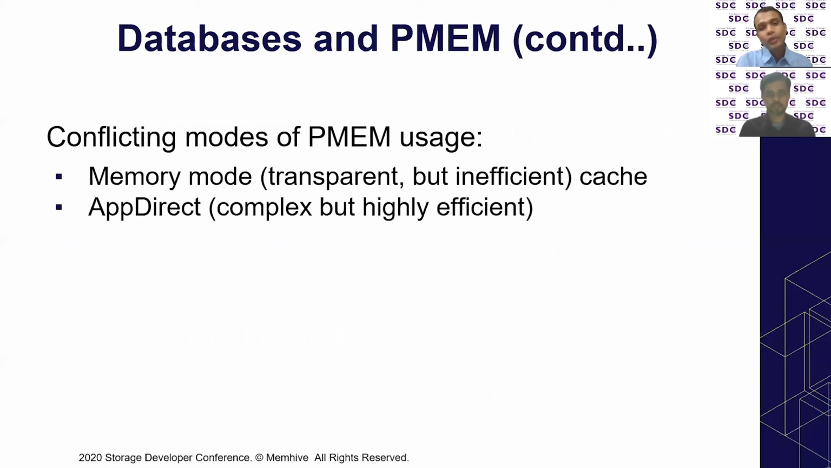Next, we have the two conflicting modes of PMEM usage. Databases could transparently use PMEM in memory mode as a large cache, although it may not be the most efficient use of PMEM since it is volatile and the application has no control over the caching mechanism. The more efficient app-direct mode can be used instead to take advantage of persistence and performance. We will see how we do that in the slides that will follow.